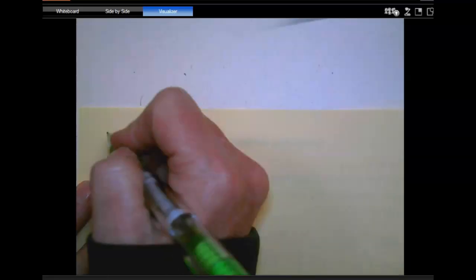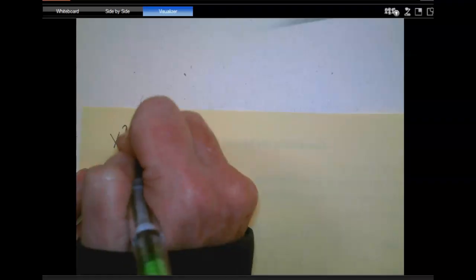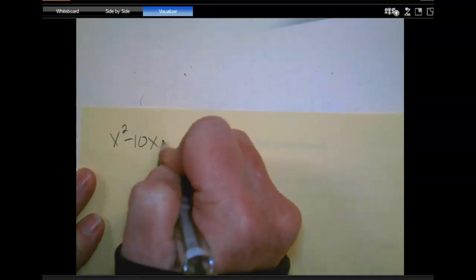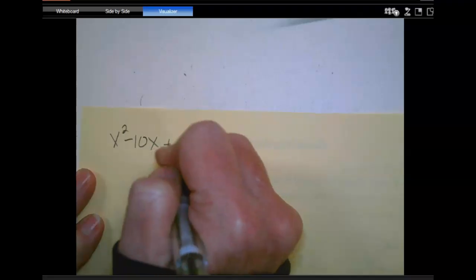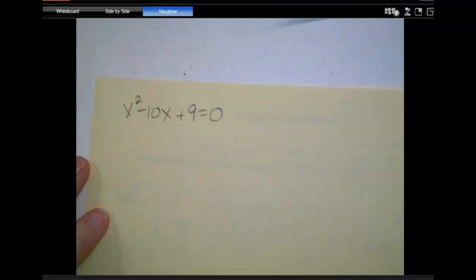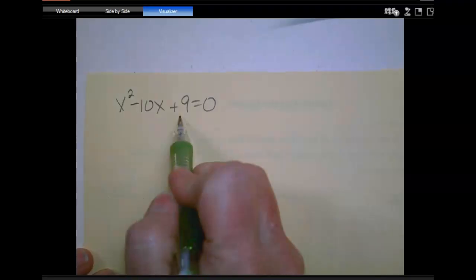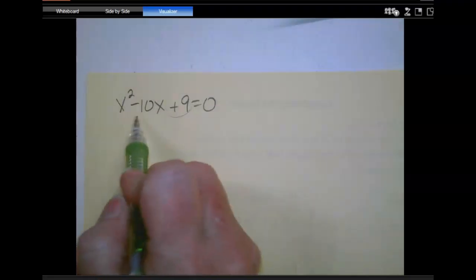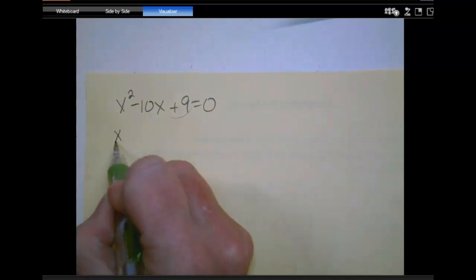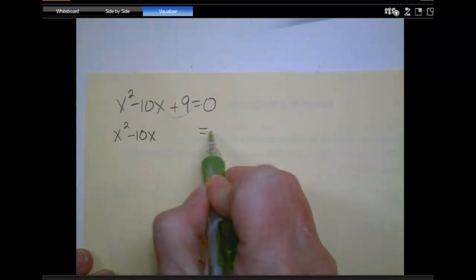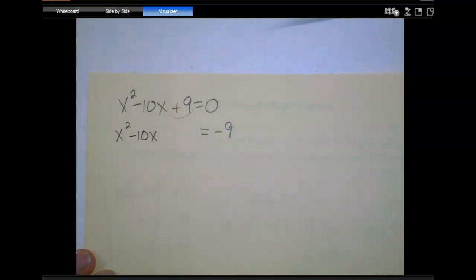on the back. So I want to find the x-intercepts of this quadratic, and I'm going to use completing the square. So the first thing I have to do is move this. We just want the x's by themselves. So I'm going to do x squared minus 10x, and I'm going to move that minus 9 to the other side.